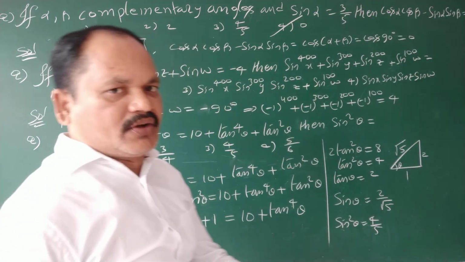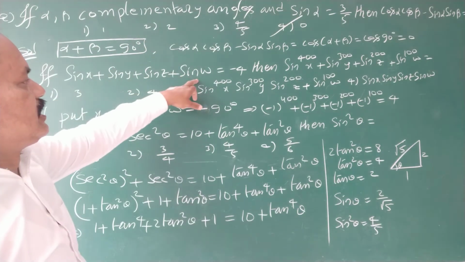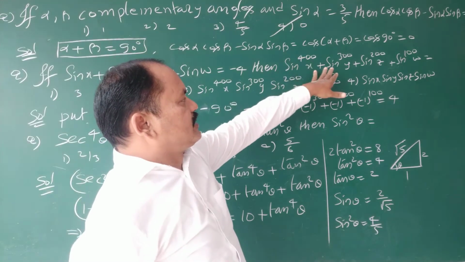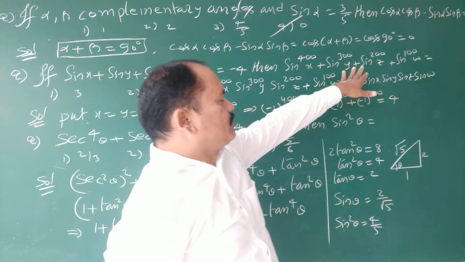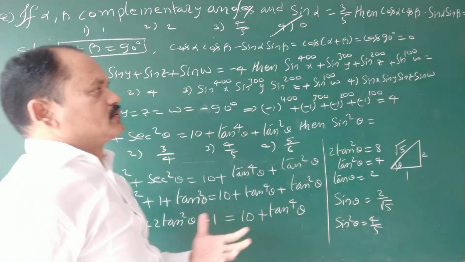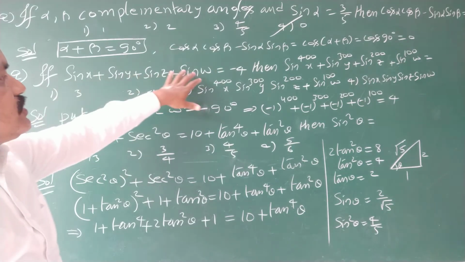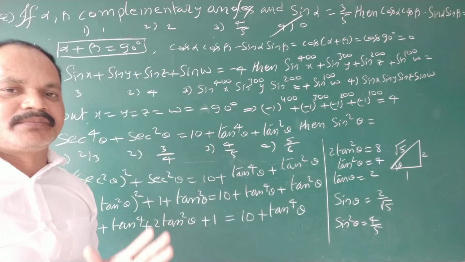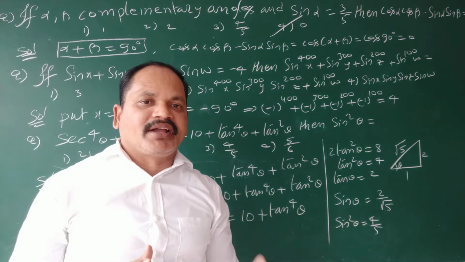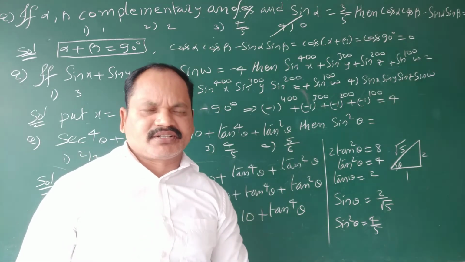That's all. Now we are going to one more question. If sin x plus sin y plus sin z plus sin w is equal to minus 4, then find sin power 400 x plus sin power 300 y plus sin power 200 z plus sin power 100 w. Observe, each one is minus 1, then it is minus 4. That means we have to substitute the minimum value of the sin function, minus 1. The maximum value of the sin function is 1, so we take the minimum value of the sin function as minus 1.